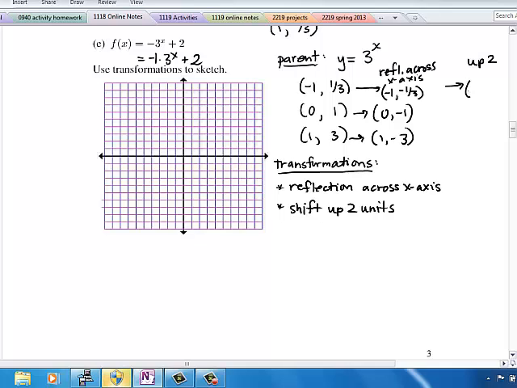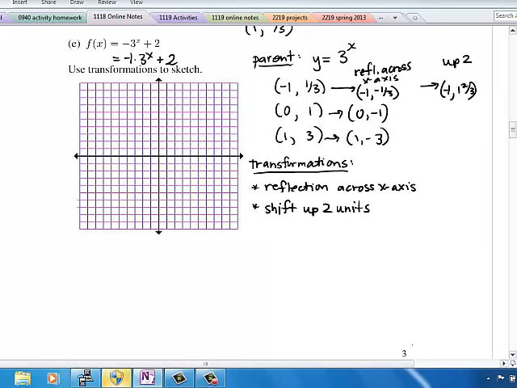Up 2, that's going to leave me at (-1, 1 and 2/3), then (0, 1), and (1, -1). So my final graph is going to look like (-1, 1 and 2/3), (0, 1), and then (1, -1).